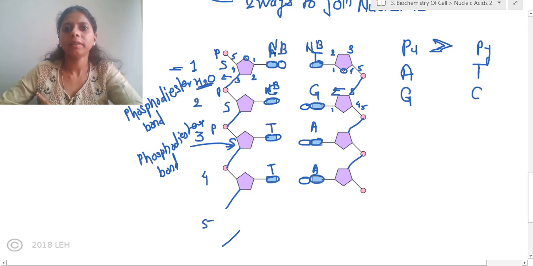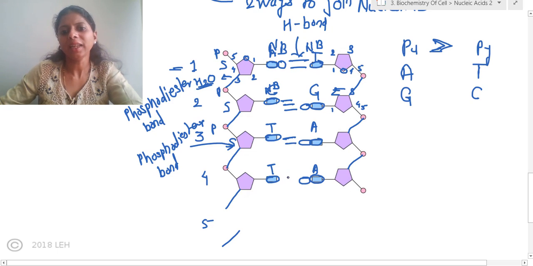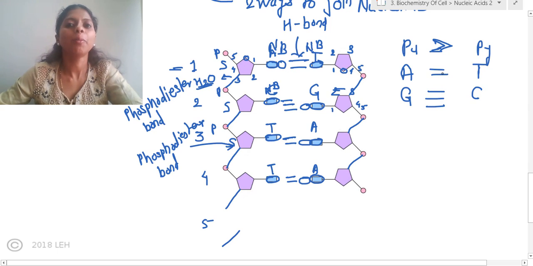See, wherever A, automatically in front of that T will come. Wherever C comes, automatically G will come, and wherever there will be T, A will come in front of that. So A and T join to each other by 2 hydrogen bonds. How do they join? 2 hydrogen bonds. And C and G join to one another by 3 hydrogen bonds. A and T again, how many hydrogen bonds? 2 hydrogen bonds. A and T, 2 hydrogen bonds, and C and G will be 3 hydrogen bonds.